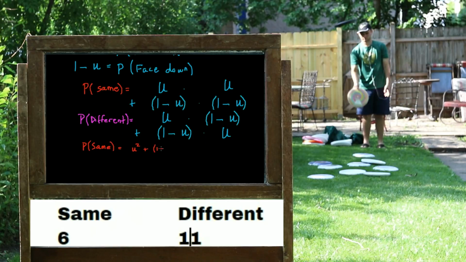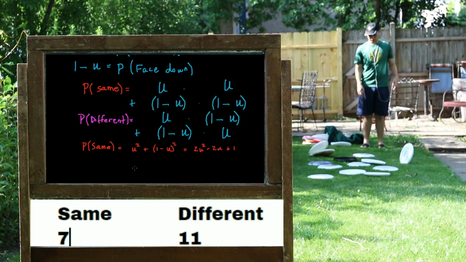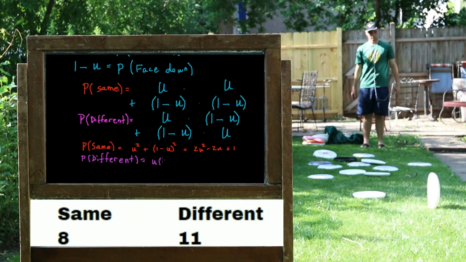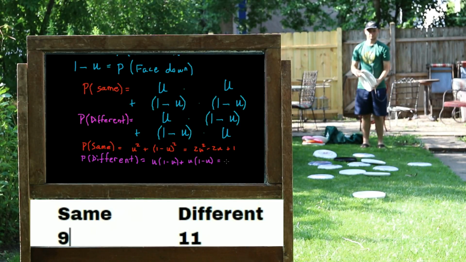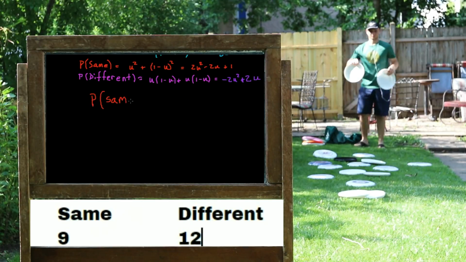At this point, we can start factoring, and we're going to get that the probability of the same is going to equal u squared plus (1 minus u) squared, which is 2u squared minus 2u plus 1. Probability of different is going to be u times (1 minus u) plus u times (1 minus u), which is going to be negative 2u squared plus 2u. And again, we'll notice that the sum of these is going to equal 1.